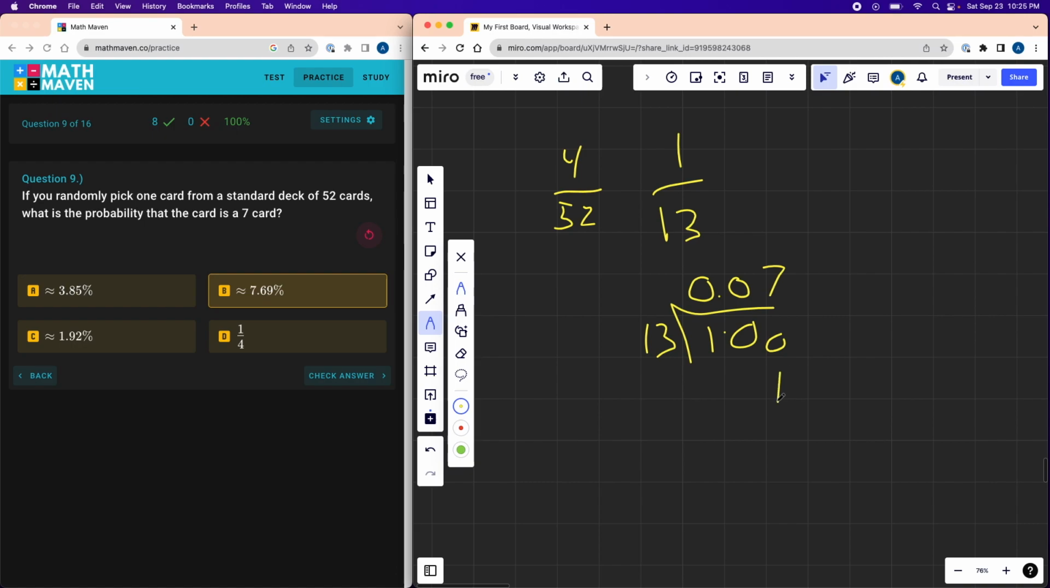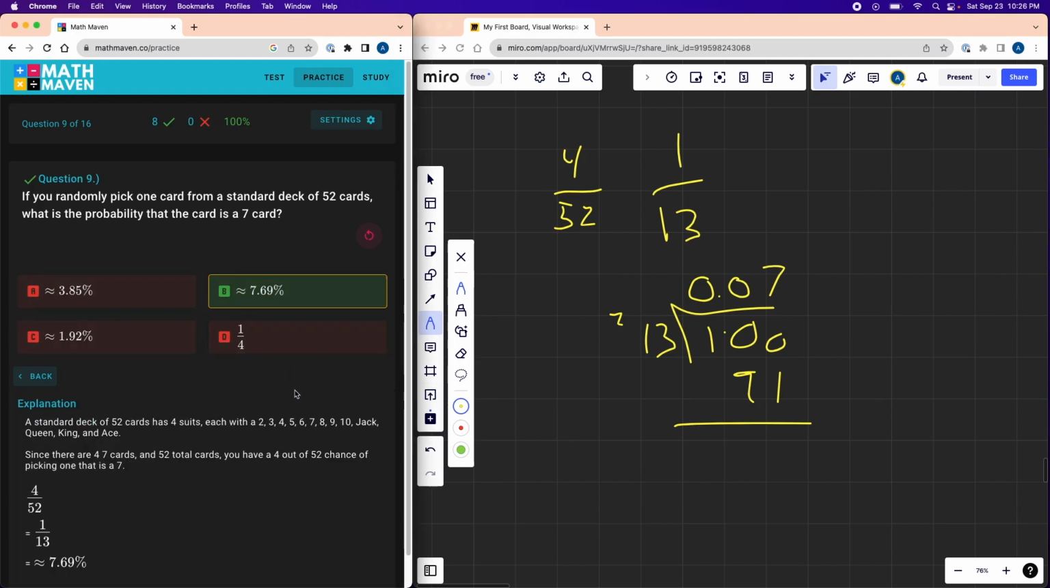7 times 3 is 21. 7 times 1 is 7, plus that 2 is 9. So that's a 91. So yep, that actually makes sense here. So we know it's going to be about 7%. That sort of just verifies it there. So we'll go ahead and check that answer.